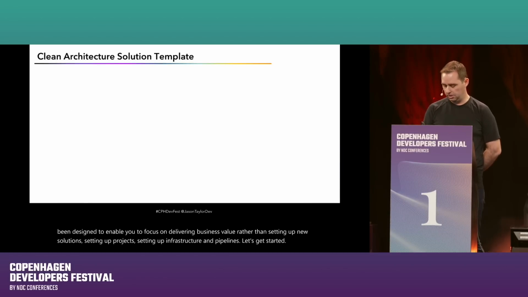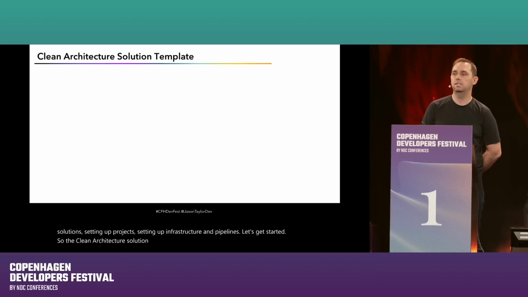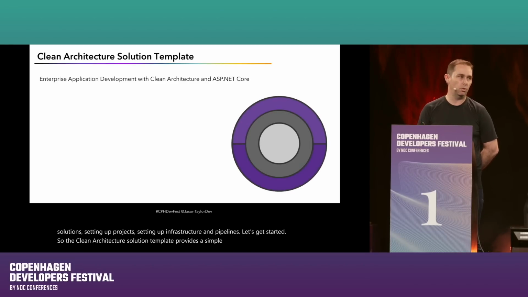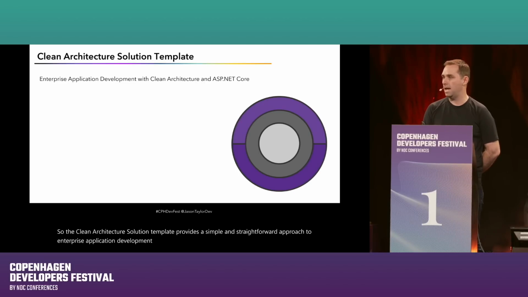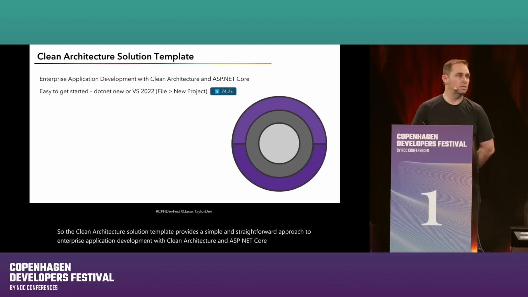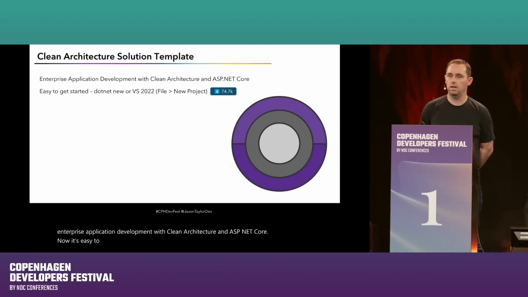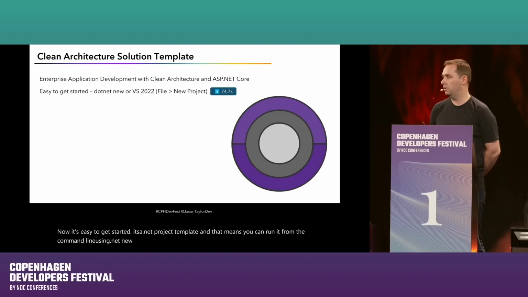So the Clean Architecture Solution template provides a simple and straightforward approach to enterprise application development with clean architecture and ASP.NET Core. Now, it's easy to get started. It's a .NET project template, and that means you can run it from the command line using dotnet new or from Visual Studio 22 File New Project.